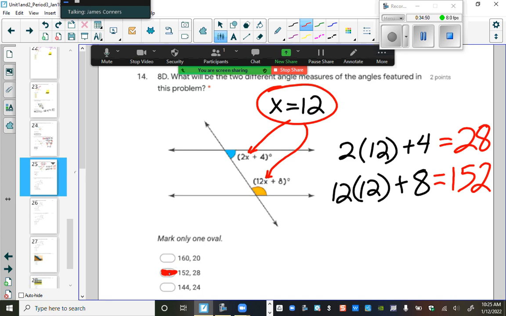Now this one, side choice would have fooled you. Bottom one, 144 and 24 don't add up to 180, so you knew right away this one's out of the game. So it would have been down to these two, but once you get this first number, then you knew, okay, it has to be 28. 152 is the only other number such that they add up to 180. So that's our key number here. Good. Okay, questions?